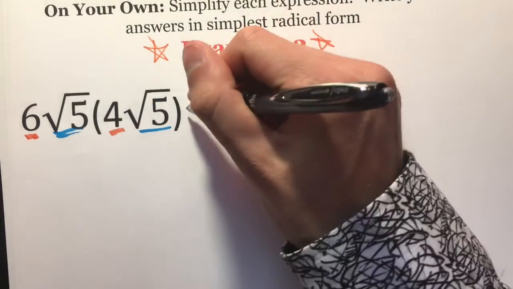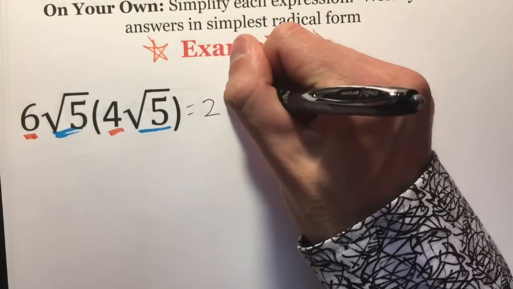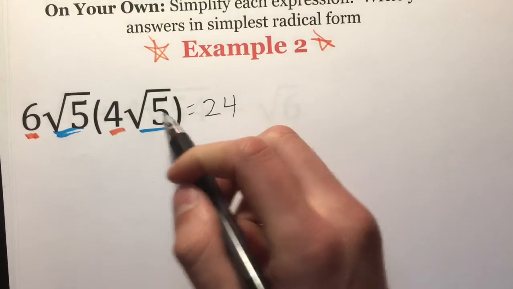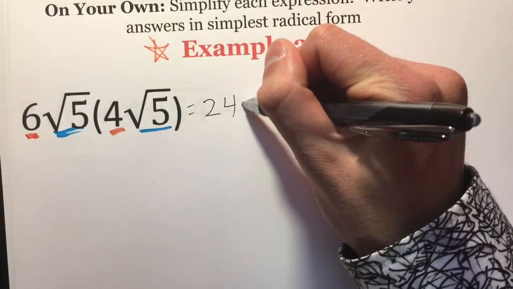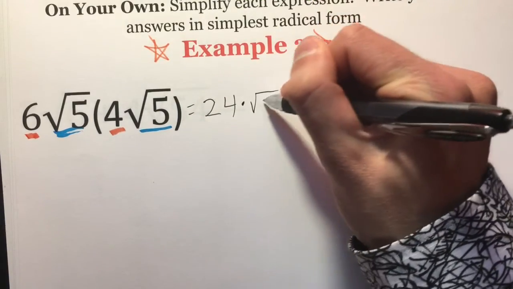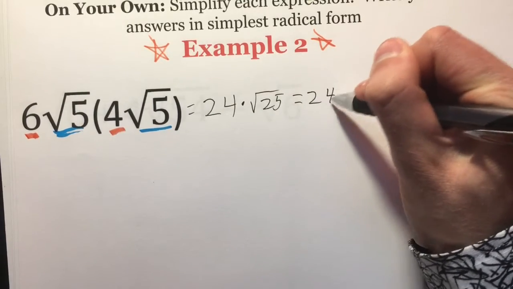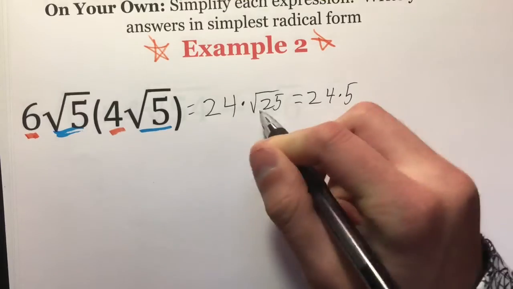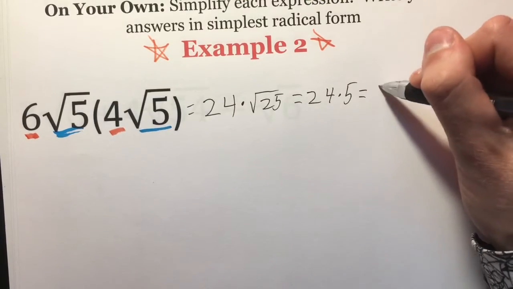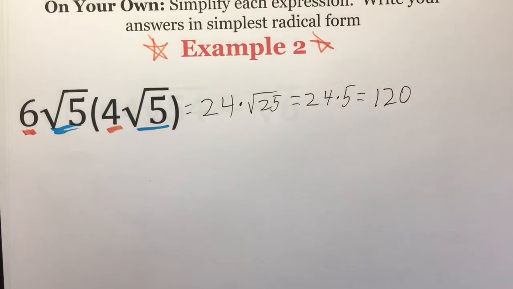Well, 6 times 4, that's going to give us 24. Root 5 times root 5, that's just going to be the square root of 25. So that's going to be 24 times 5, because the square root of 25 is 5. And that's just going to give us 120.